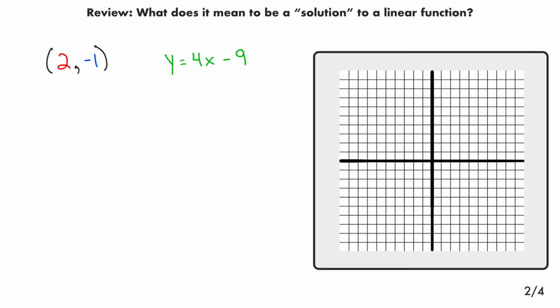A lot of students, especially on the honors track, get so lost in the rigmarole of the process that they forget what they're doing and why they're doing it. So I have this equation y equals 4x minus 9. A lot of you could tell me the y-intercept is negative 9, the slope is 4, so you go up 4, right 1, and again up 4, right 1, and so on and so forth. And you can create this line.